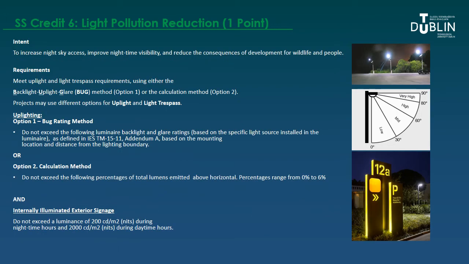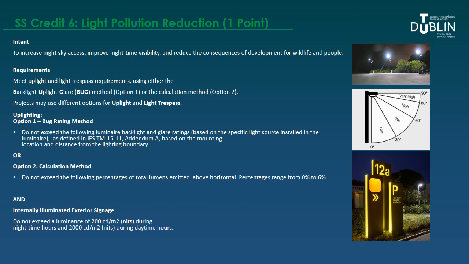The sixth and final credit in the sustainable sites category is light pollution reduction. This is about not only increasing the night sky access, so the lack of light pollution to enable you to see the sky, and improving nighttime visibility, but also to reduce the consequences of light pollution on both wildlife and people. It looks at 3 main areas of light pollution.